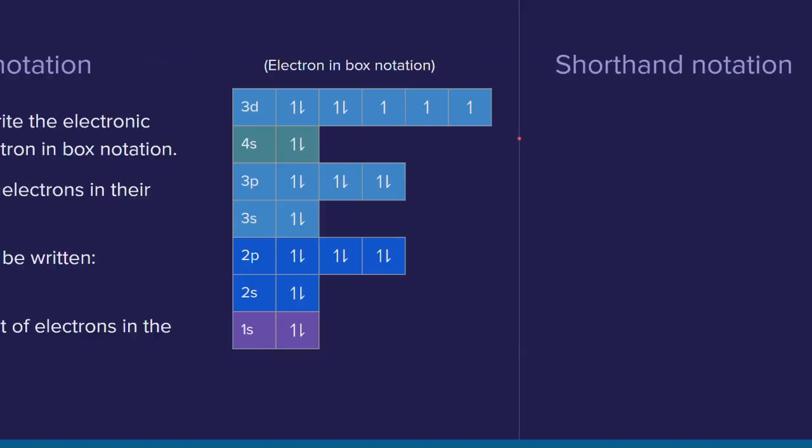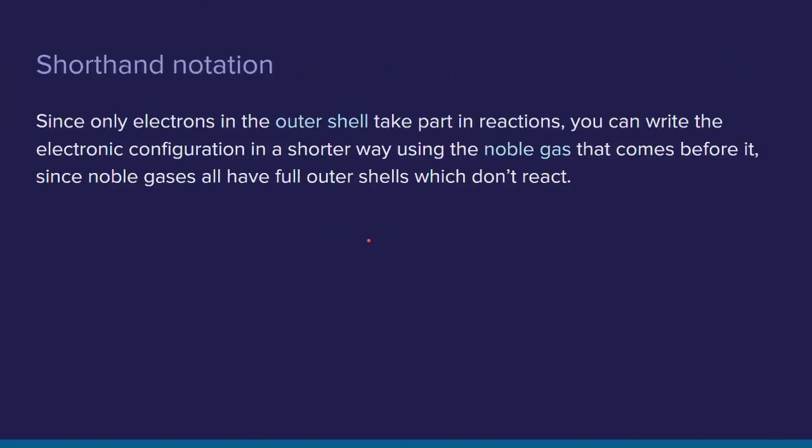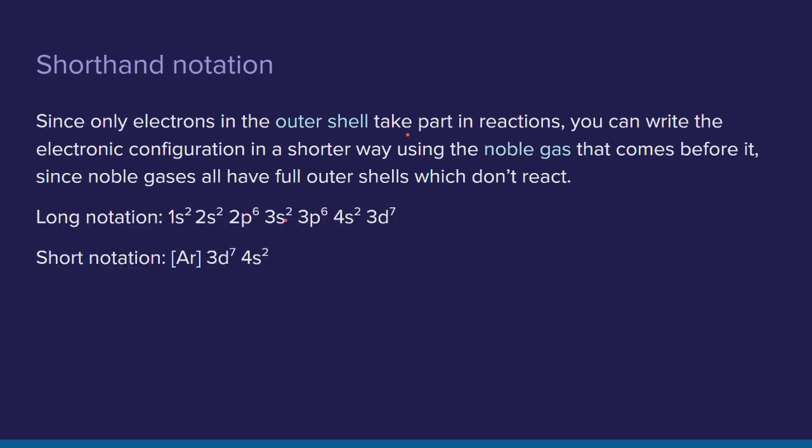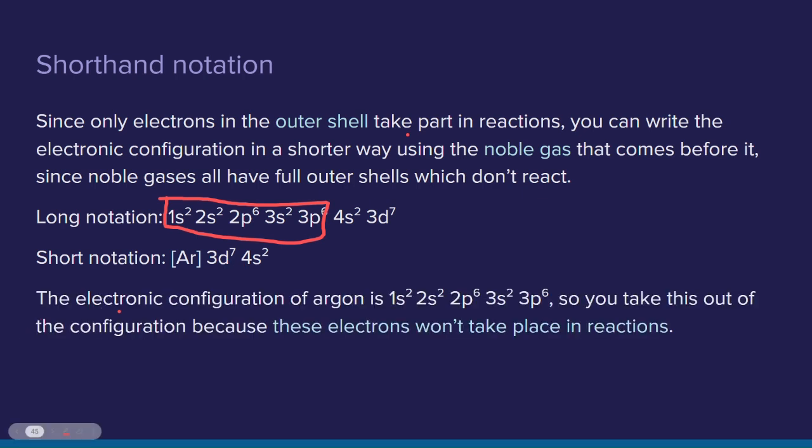The shorthand notation, since it's a pretty long notation, isn't it? So there's a shorter way. Since only electrons in the outer shell take part in the reactions, the inner shells don't really do much. You can write the electronic configuration in a shorter way using the noble gas that comes before it, since noble gases all have full outer shells and they don't react. So this is that long notation that we saw on the previous page, and the short notation is [Ar] 3d7 4s2. Since all this here is just argon, you just write [Ar] 3d7 4s2. These can be either way, it doesn't matter.